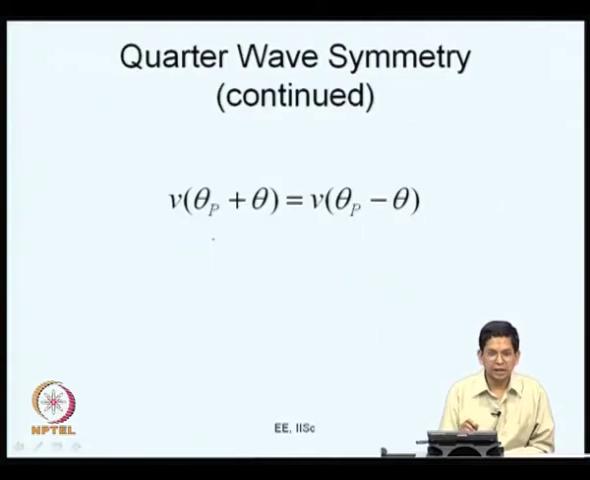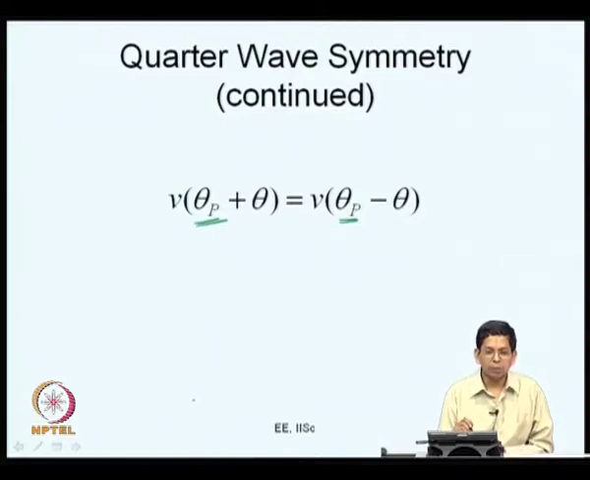So, it is not exactly at 90 degrees. You can consider any theta p. Theta p is an instant where the fundamental component of the waveform V has a positive peak or a negative peak. So, theta could be 90 degrees or 270 degrees going by our convention. About these, you can say that V of theta p plus theta is equal to V of theta p minus theta. This is what we have for quarter wave symmetry.